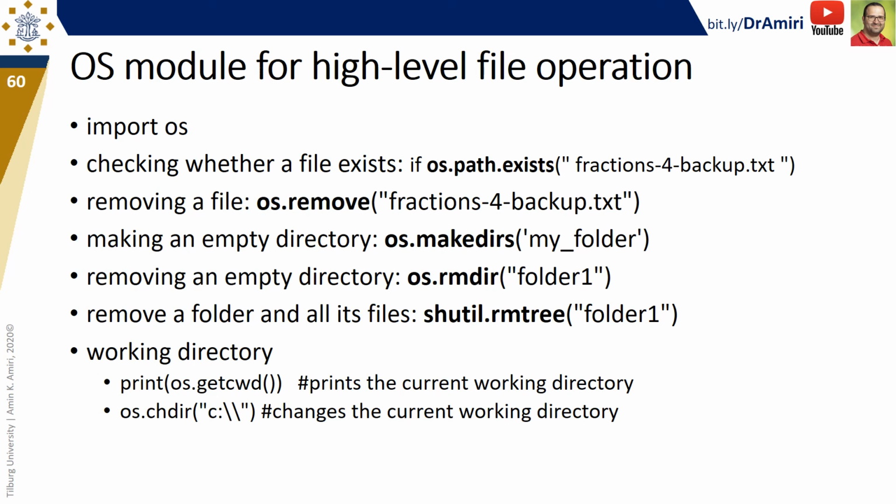in Visual Studio Code, when you open a folder using the File, Open Folder menu, then that is going to be your working directory. You can figure out this working directory using os.getcwd. And if you want to, you can change this working directory to something else using chdir.